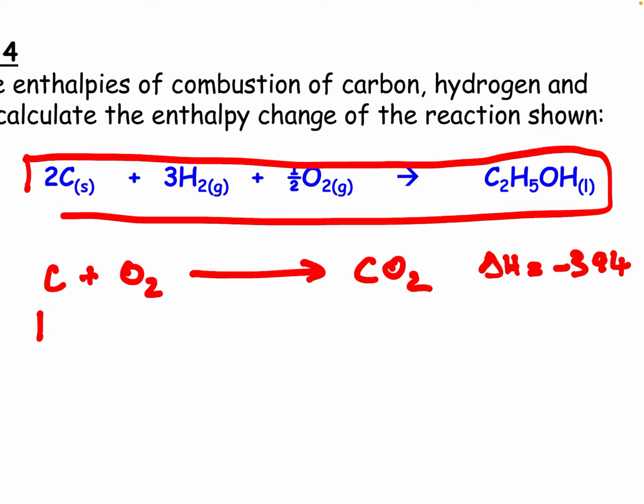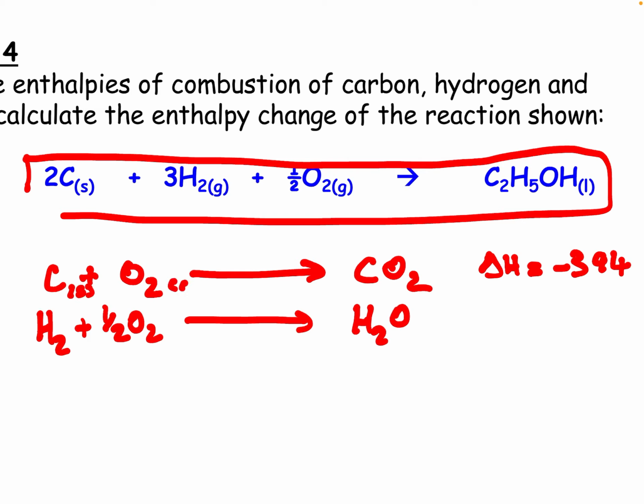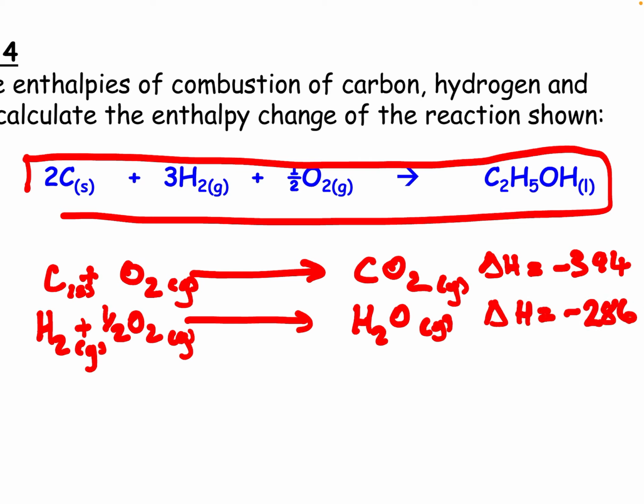The other one for hydrogen is going to be H2 plus a half O2 gives us H2O. Remember your state symbols as well. And that enthalpy change is minus 286. Now the last one is going to be slightly harder. You're going to do this.